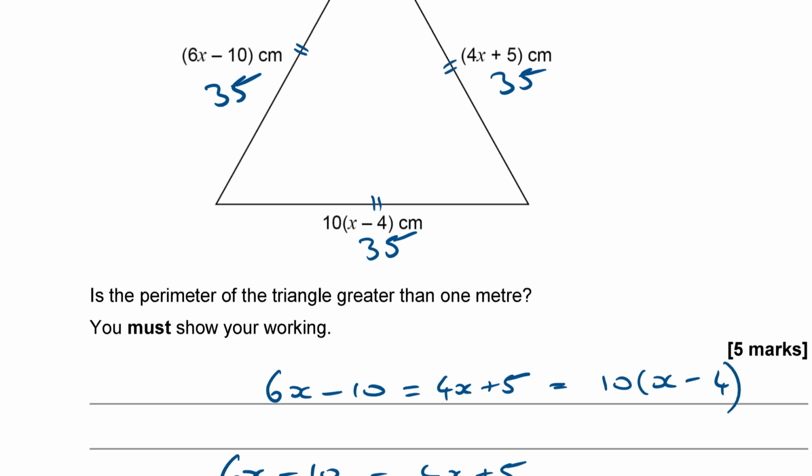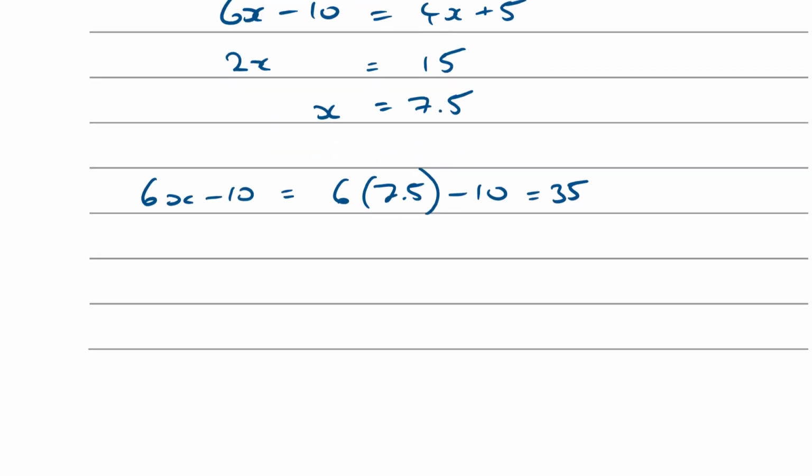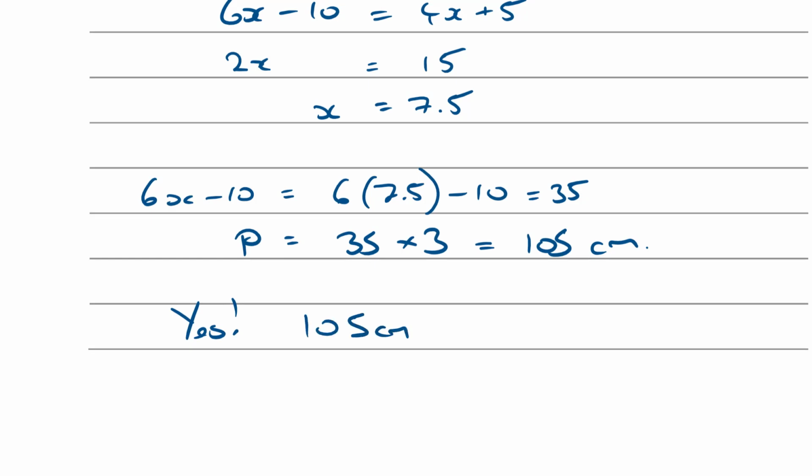Is the perimeter of a triangle greater than 1 meter? Well, it's 105 centimeters, and that is yes. So total perimeter is 35 times 3, which is 105 centimeters. So the answer is yes. 105 centimeters is bigger than 1 meter. It's 1.05 meters, isn't it?